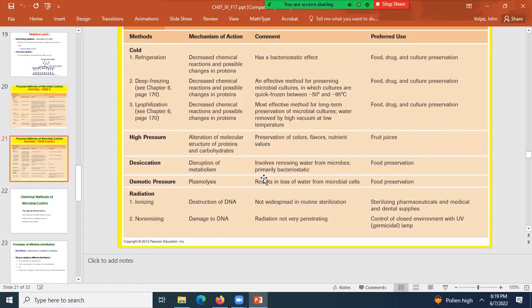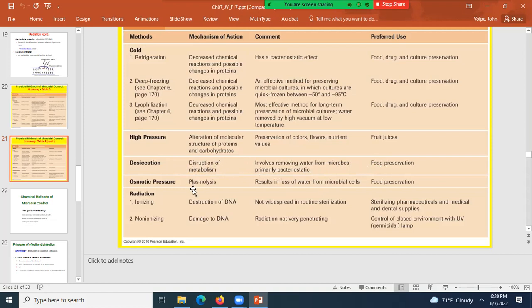Desiccation, this involves the removal of water from microbes. So it's primarily bacteriostatic, although to organisms that do not like undergoing water loss, like E. coli, it would kill cells. Desiccation is used in food preservation. I forgot to give the examples. Salting fish would be a good example of how we use desiccation. Drying fruit, like dried pineapple rings, and we're using desiccation to help prevent the growth of the bacteria.